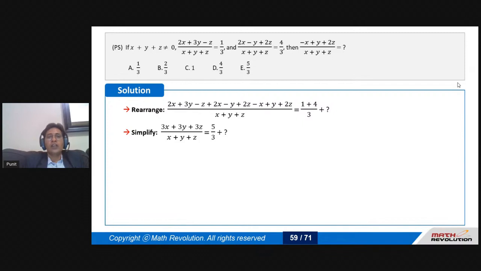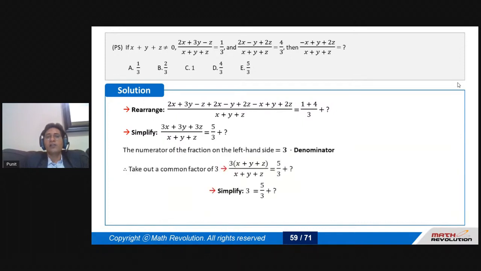After a quick simplification, we end up here: 3x plus 3y plus 3z over x plus y plus z equals 5 over 3 plus something. Taking 3 common in the numerator, I'll definitely cancel out x plus y plus z from both the numerator and denominator. I'm left with 3 equals 5 over 3 plus something. We have got the answer: 3 minus 5 over 3, which is 9 minus 5 over 3. 4 over 3 is our answer.